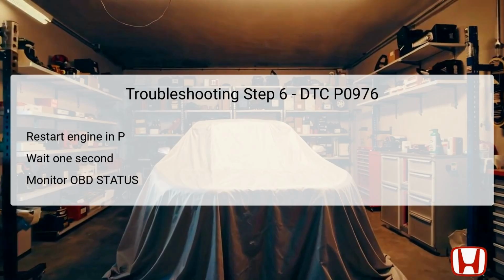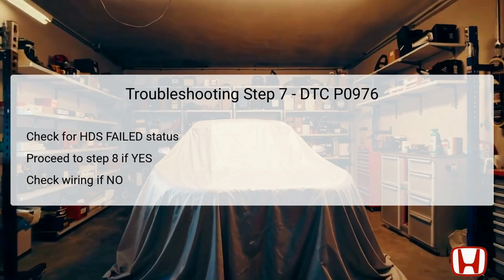This status provides real-time updates on the operation of the system and helps determine whether DTC P0976 is still present. If the HDS indicates that the status for P0976 is a failure, this confirms that the issue persists and further steps are required for resolution. At this stage, you should review the HDS output to assess the diagnostic status of DTC P0976. If the HDS indicates a failed status, this validates that the electrical circuit problem remains unresolved, and you'll move on to Step 8 for further analysis.